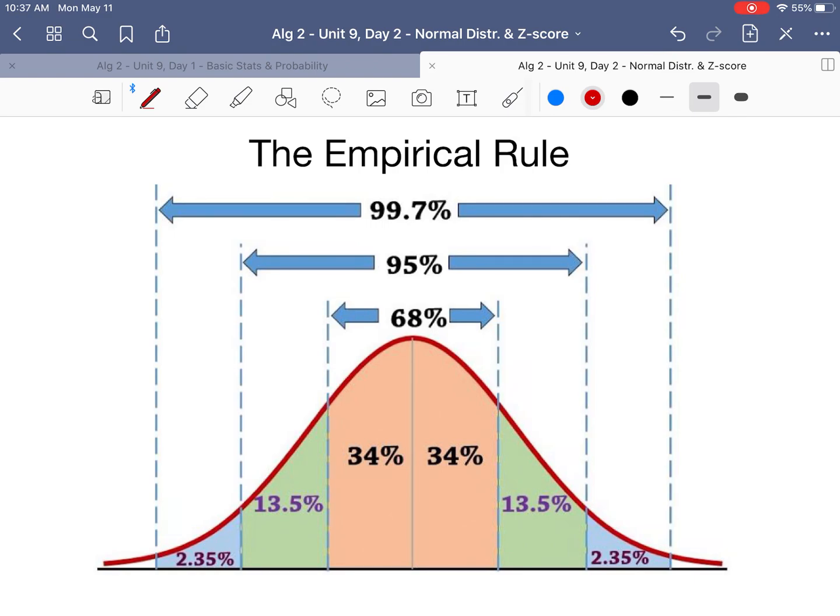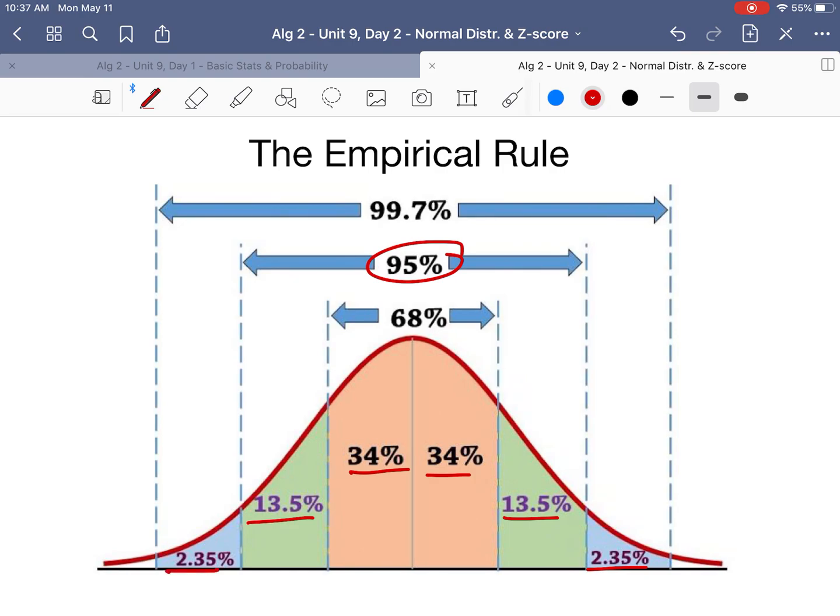But basically, your 68% divides up into 34% each. Then if you know the second group is 95%, well, 95 minus 68, I think I said 65, didn't I? Well, 95 minus 68 would be, let's see, 27%. If you divide 27% for this green area, you get 13.5 each. And so that's how you get that number. And then you do the same thing, 99.7 minus 95, and divide the remaining part equally. That's how you get this 2.35.